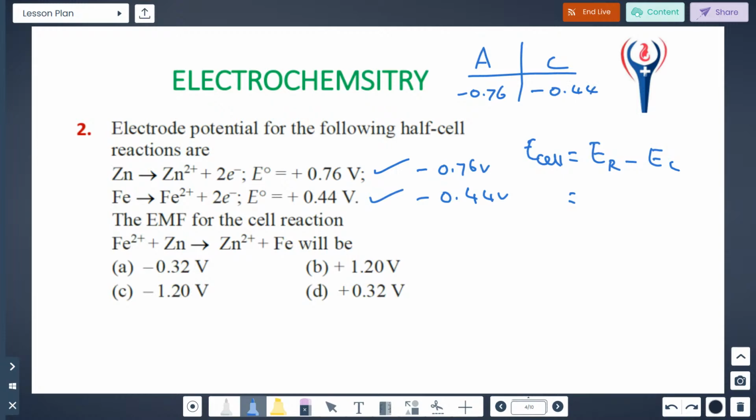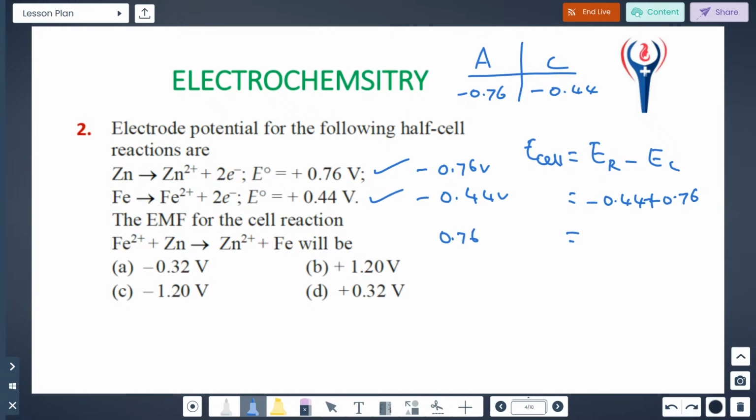So what? Minus 0.44. Understood? Minus, already on minus now, so it becomes plus, 0.76 voltage. Understood? Now we subtract, which means we can get the answer. That's the answer for that.